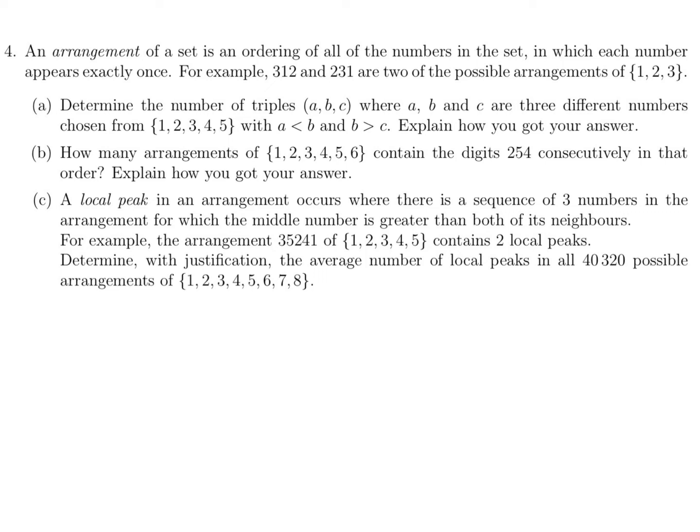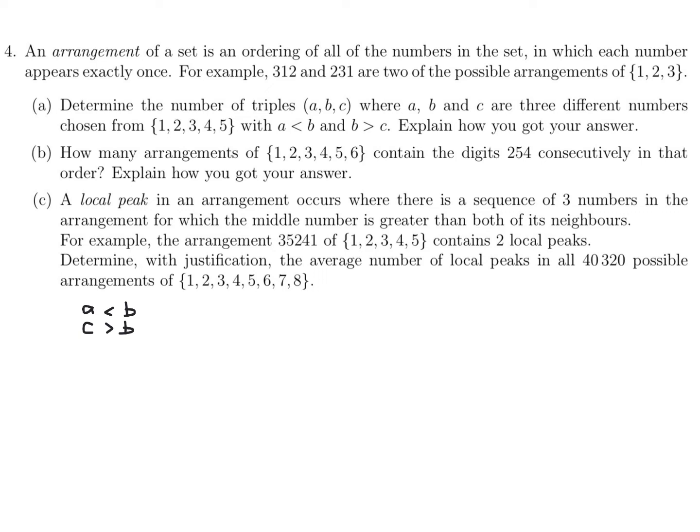An arrangement of a set is an ordering of all of the numbers in the set, in which each number appears exactly once. For example, 312 and 231 are two of the possible arrangements of 1, 2, 3. Determine the number of triples ABC, where A, B, C are three different numbers from the chosen set 1, 2, 3, 4, 5, where A is less than B and B is greater than C. Explain how you got your answer. All right, so they've given us some parameters here, that B is greater than A, and B is also greater than C.